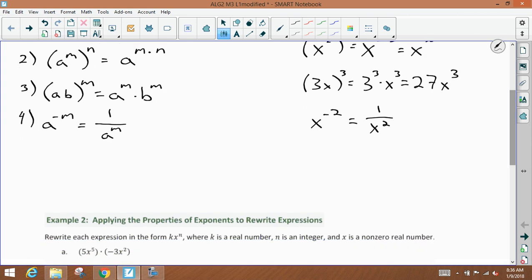Number 5. If I have some a to the m over a to the n power, what I'm going to do is go ahead and subtract those exponents. So this becomes a to the m minus n. So for example, if I had x to the 5th over x to the 3rd, this becomes x to the 5 minus 3 power, which is the same thing as x squared.